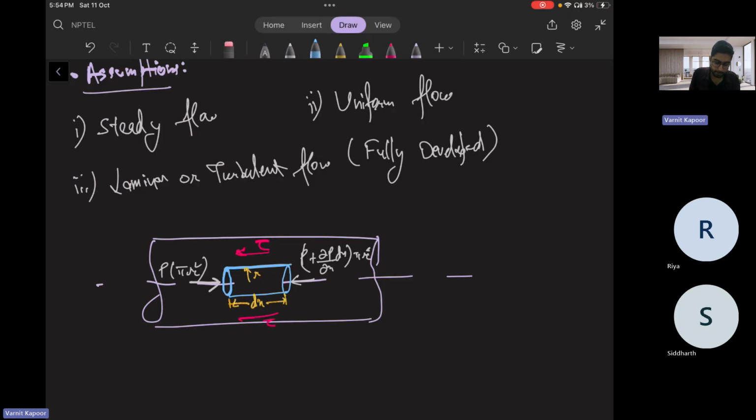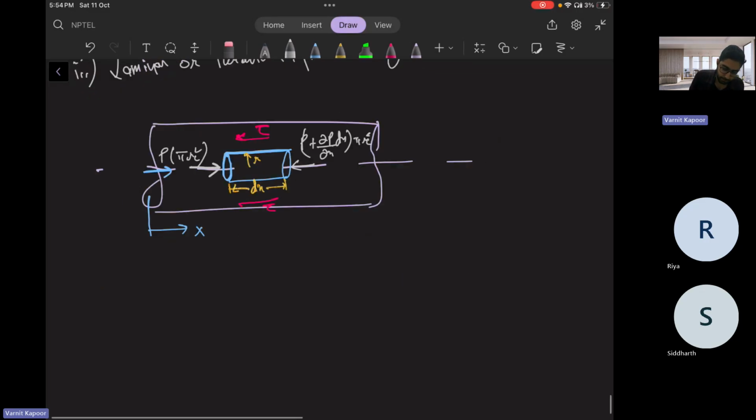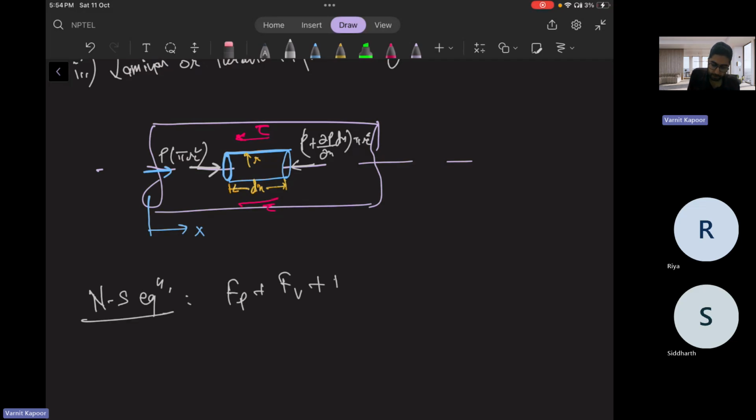Because fluid is flowing like this. Okay, this is your x direction. So fluid is also flowing like this. So from the Navier-Stokes equation, it says that pressure force, viscous force, gravity or body force is nothing but mass into acceleration.